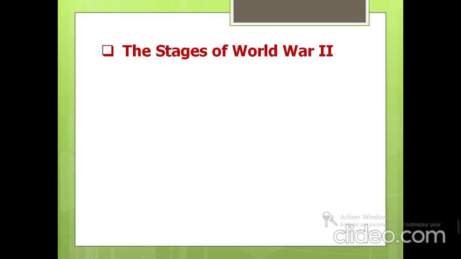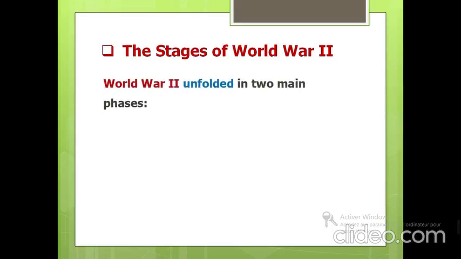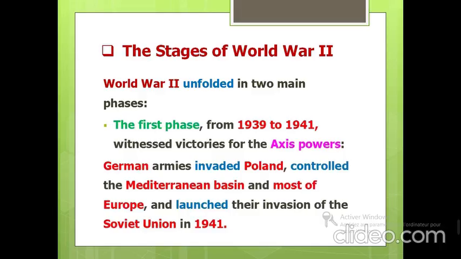The stages of World War II. World War II unfolded in two main phases. The first phase, from 1939 to 1941, witnessed victories for the Axis powers. German armies invaded Poland, controlled the Mediterranean basin and most of Europe, and launched their invasion of the Soviet Union in 1941.